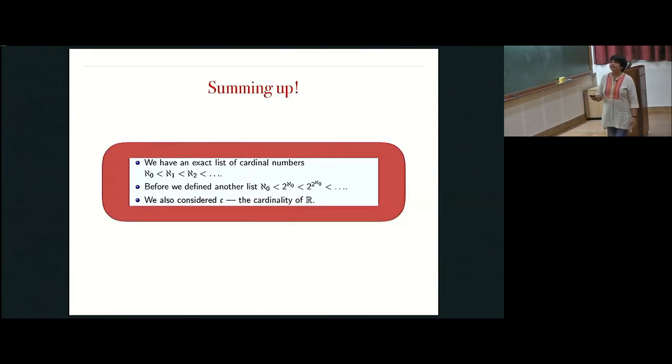Summing up, we have an exact list of infinite cardinal numbers: Aleph null less than Aleph 1, less than Aleph 2, and so on and so forth. If you remember, earlier we discussed another list of cardinal numbers, which also started from Aleph null: 2 to the power Aleph null, and so on. And we also considered C, which I gave you as homework to show is equal to 2 to the power Aleph null.